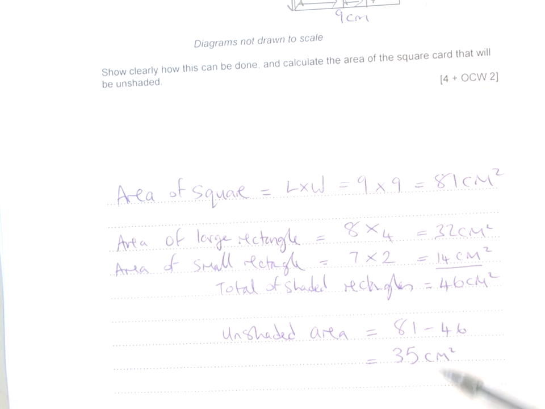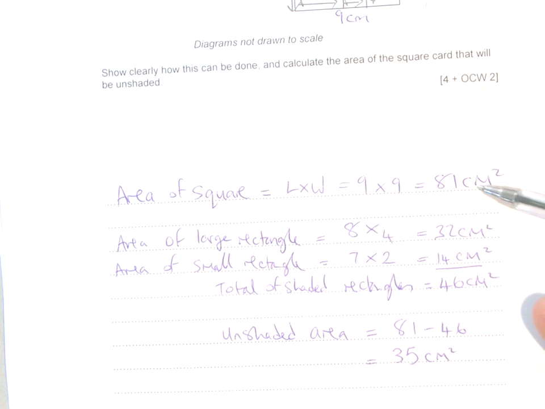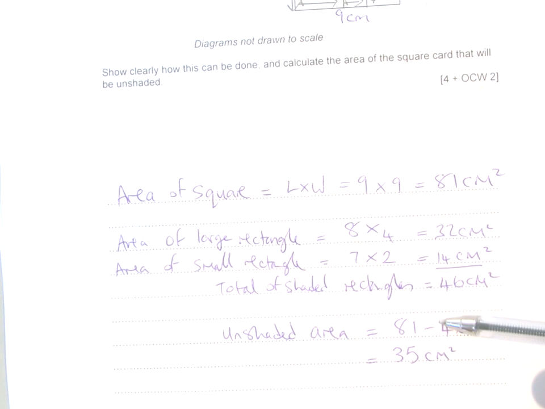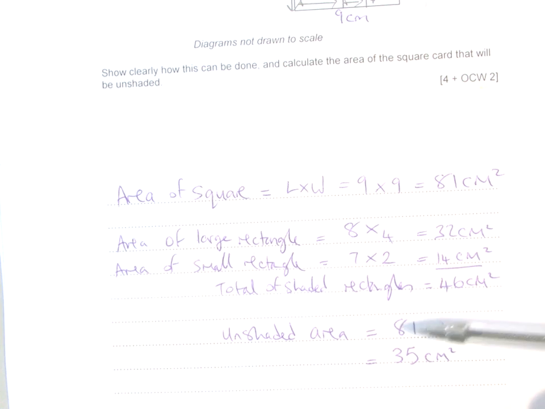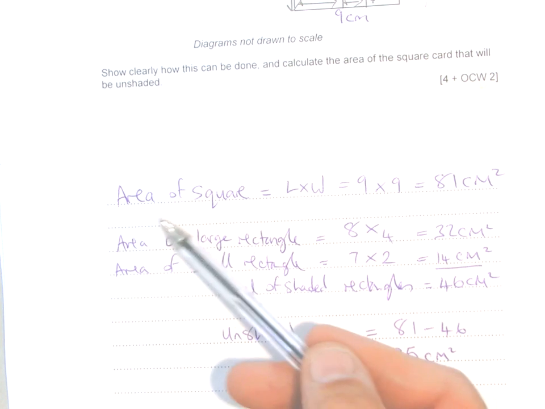Now you would get the marks for getting the answer here. You would get 4 marks for getting the right answer at the end. But even if you don't get this answer, you will get a mark for working out the area of the square. You will get a mark for working out the area of both of these rectangles, or if you've just worked out one of them, it would be worth 1 mark. So you get a mark here, a mark here, a mark for taking them away, and a mark for the answer. For the OCW, I want to see things like this.